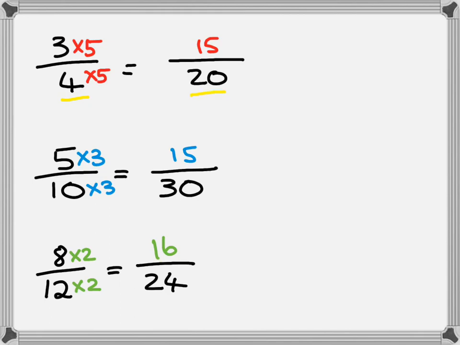So we can see here that 3/4 is the same as 15/20. 5/10 is the same as 15/30. 8/12 is the same as 16/24. Now you understand how to make equivalent fractions. Well done. We'll move on to reducing fractions next.